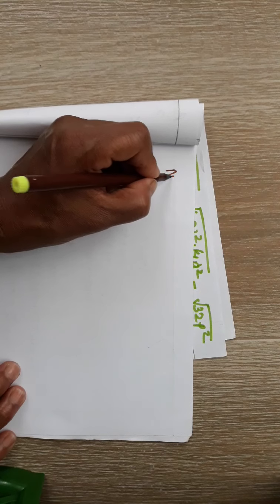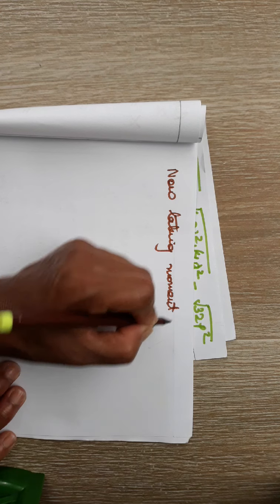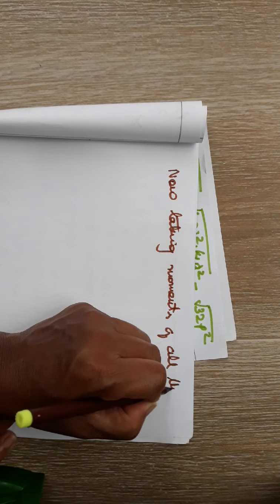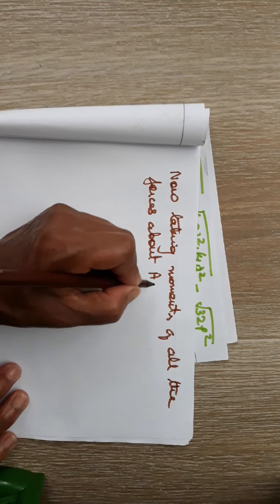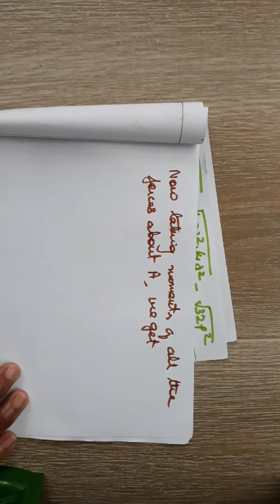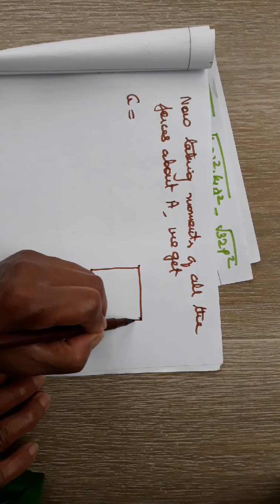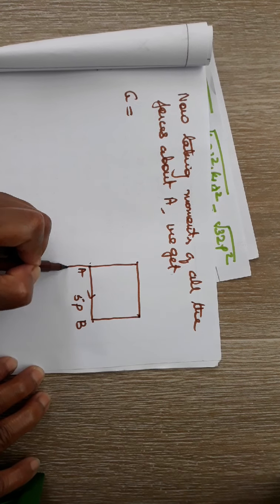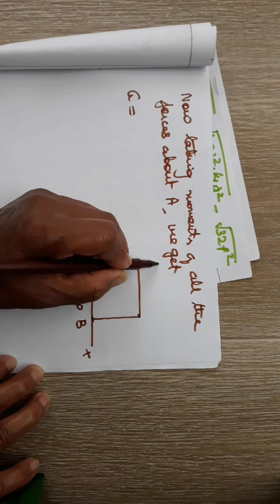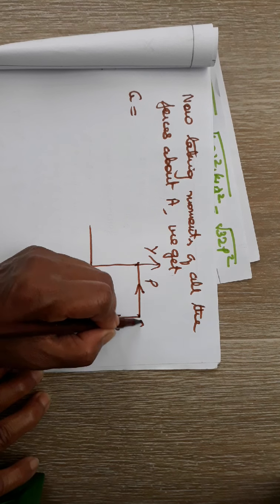So to find G, now we are taking moments of all the forces about A, we get G must be equal to, G is equal, again I will draw here to make you understand the direction of the forces, whether it is clockwise, this is A, B, D.